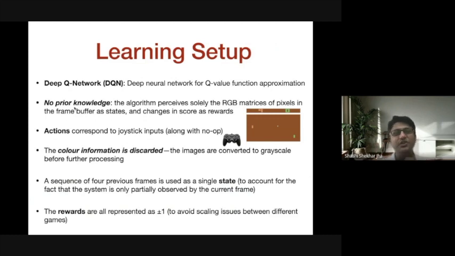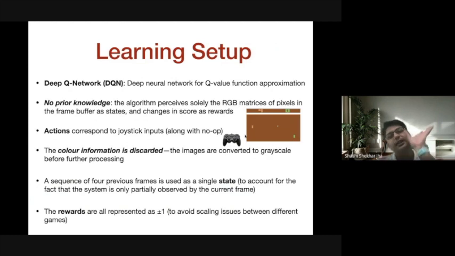We are not at all storing Q values for these states and actions in our mind when we are playing, right? So this is a similar approach where they're also not storing Q values. They're putting a network for that. So what their algorithm perceives is this RGB matrix, this frame, as you can see.